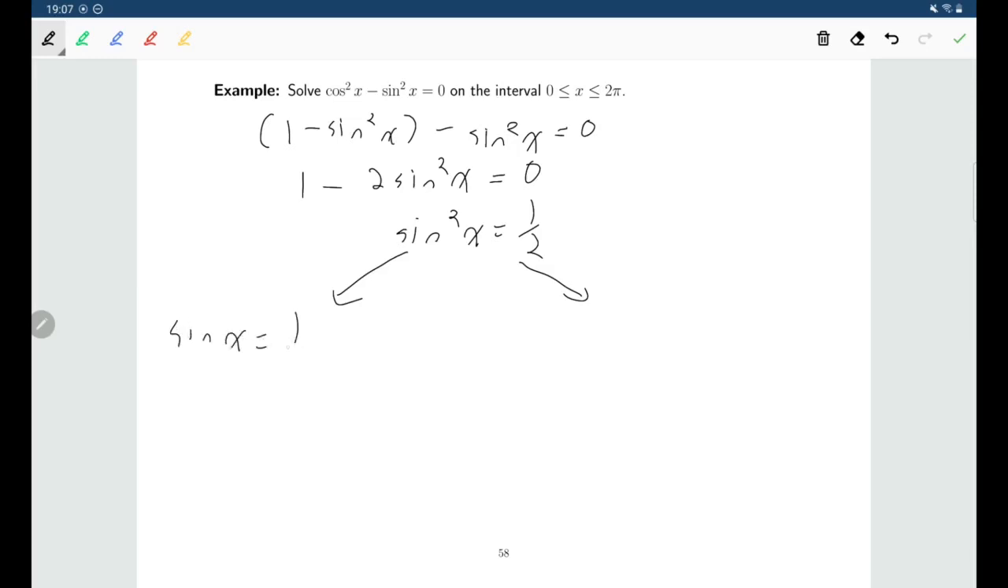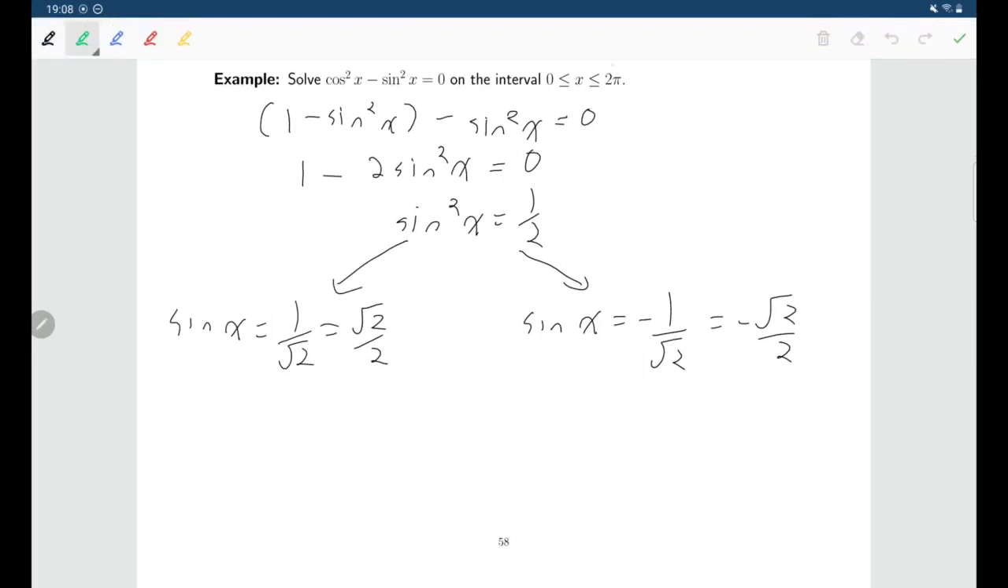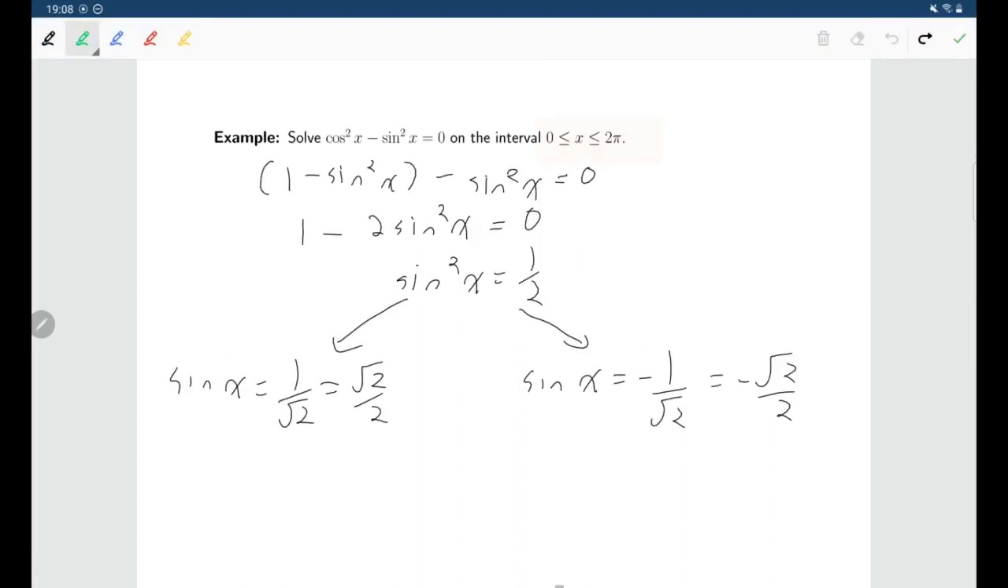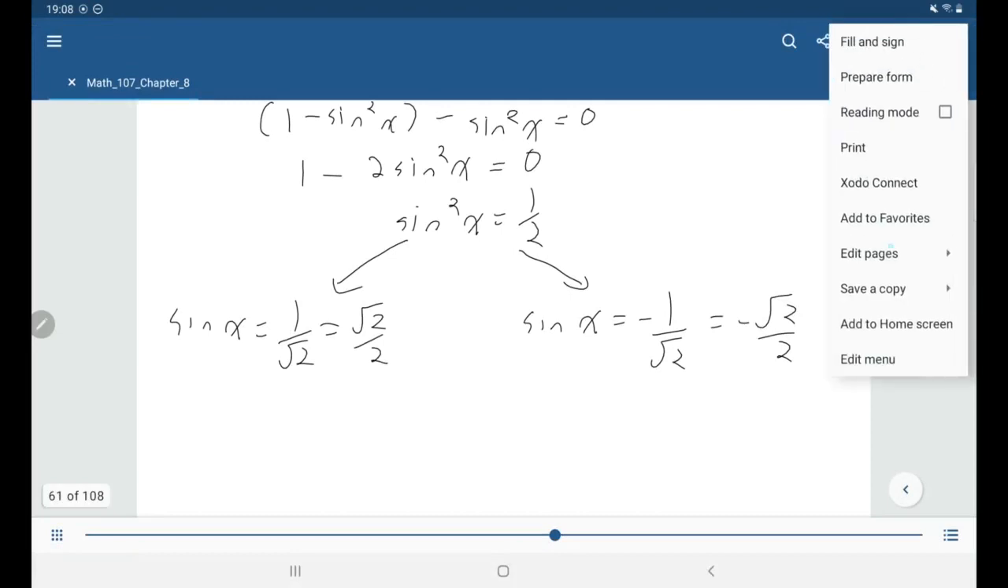So positive root of a half, negative root of a half, which of course is the same thing as root 2 over 2 and negative root 2 over 2. And then we just need to find out what are the angles that solve this equation. Again, going back and looking at our interval, we're looking for all the solutions within one full revolution between 0 and 2 pi. And the more that we know, the easier this will be for us to do.